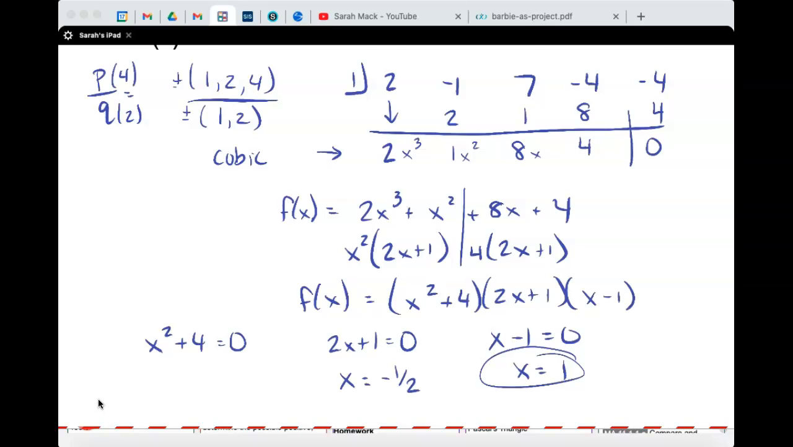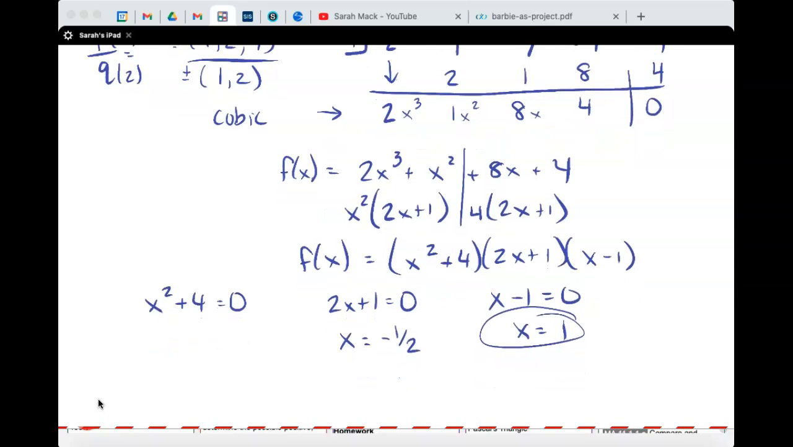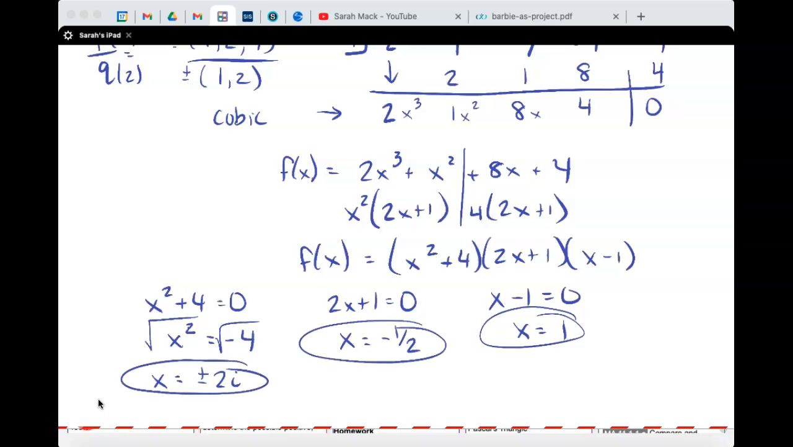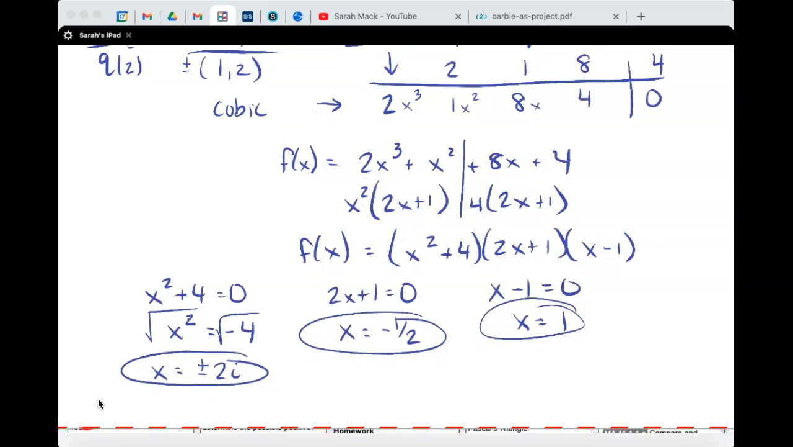This x squared plus 4 is more interesting. Subtract 4 from both sides. Then we square root both sides. So what is my solution? Yeah, plus or minus 2i. So I get the 2 solutions. So I get 4 zeros, which I should get because it was a 4th degree polynomial. We got a positive zero, a negative zero, and 2 imaginary zeros.